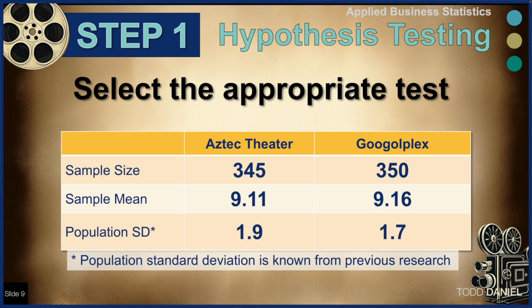We have a sample mean for each of these 2 samples. The first sample mean is $9.11. The second, $9.16. The population standard deviation from Aztec Theater is 1.9. From the Googleplex, it is 1.7. Those are the values that are going to stand in for the population standard deviation.